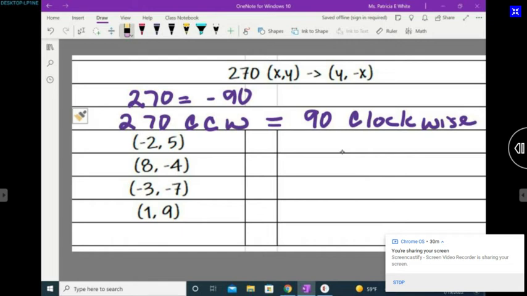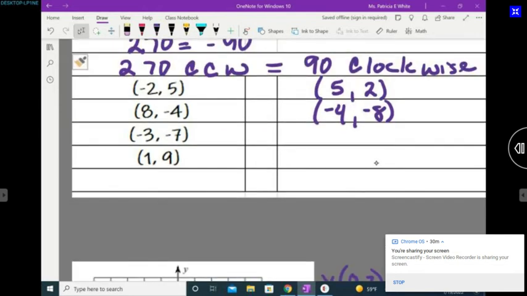So for negative 2, 5, it'd be positive 5, negative 2. Perfect. Okay, what about 8, -4? No, wait, that's positive 4. Look at the y. Never mind. Not changing anything on that y, am I? No. So y comes first, opposite of x goes second. All right, what about -3, -7?